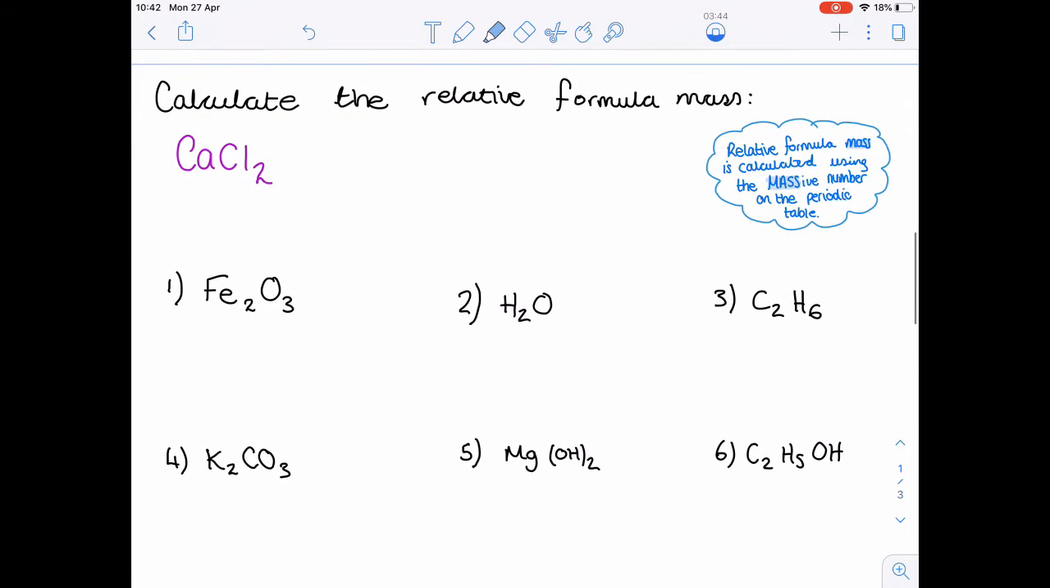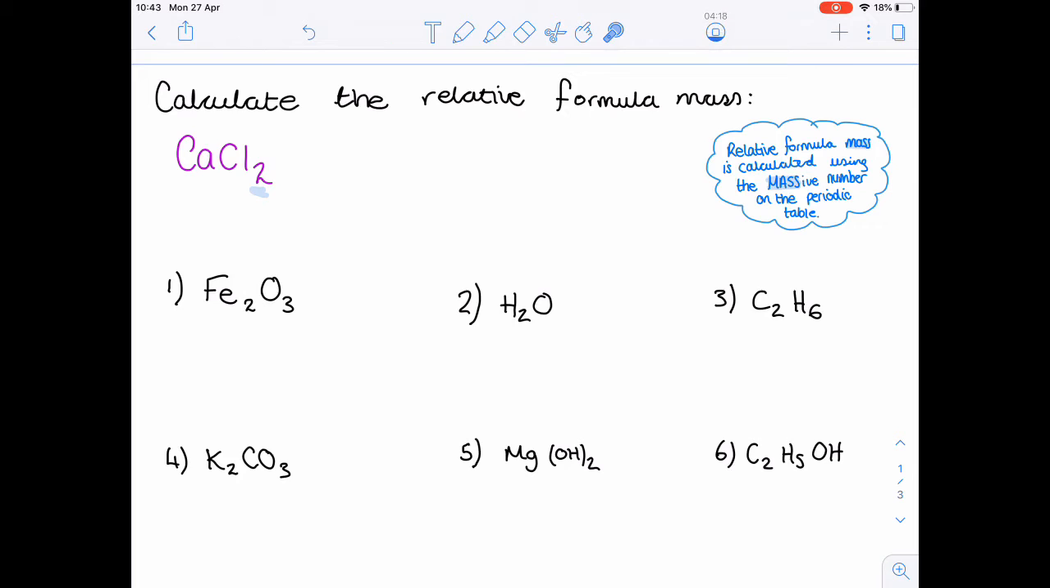Okay, so I said today's lesson's on relative formula mass. That will help us understand what these little numbers are for, and what big numbers are, if there are any. We've not got any examples today of big numbers, but we know what these little numbers are. That can help us when calculating relative formula mass. So you are going to need your periodic table for the next bit. It says here, relative formula mass is calculated using the massive number on the periodic table.